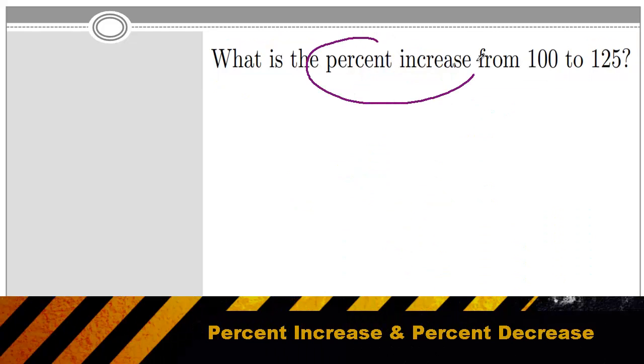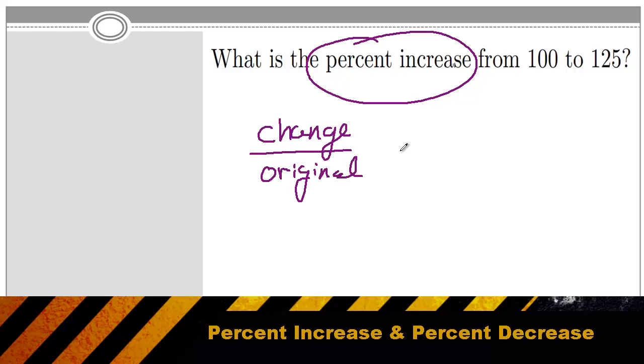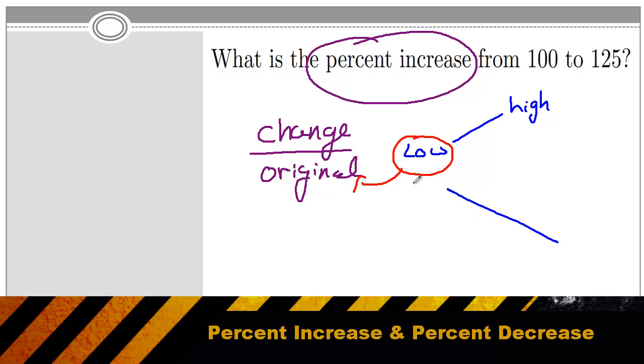With percent increase and percent decrease questions, you have to use a very specific formula, and that formula can be summarized as change over original. When you're talking about a percent increase, you're going from a low number to a high number. So your original number is the lower of the two numbers. However, if you're talking about a percent decrease, you start high, and then you go low. So in a percent decrease, the higher number is the original number.